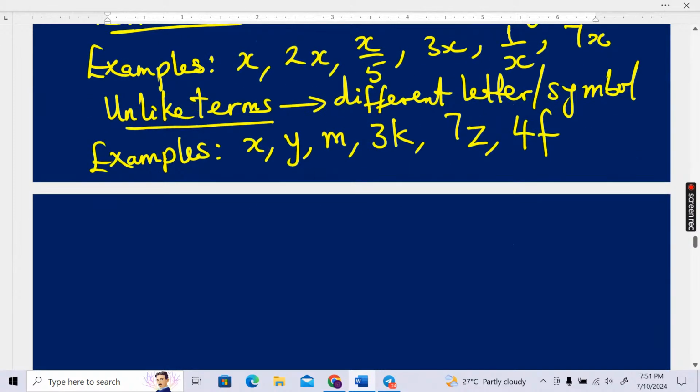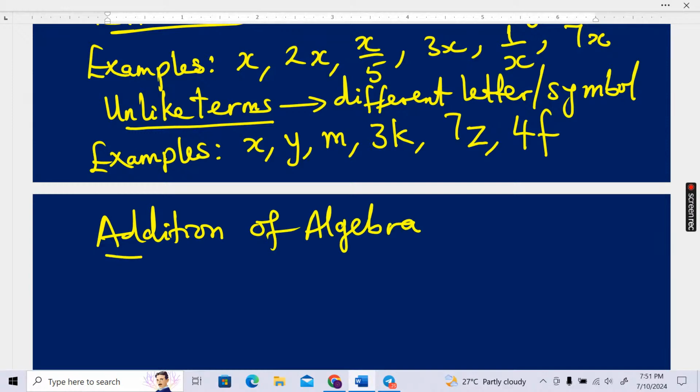Now, let's talk about addition of algebra. You can only add like terms. You cannot add and subtract unlike terms. When it comes to addition and subtraction of algebra, you can only add and subtract when the terms are the same. When the terms are different, you will not be able to add and you will not be able to subtract.